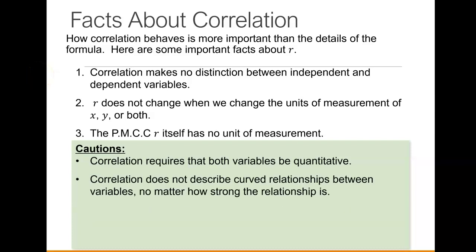The R value is not going to describe curved relationships between variables, no matter how strong that might be. So if you have something that looks like a perfect parabola and you calculate the R value for it, it's going to say that the correlation is pretty weak, even though you can look at it and say, that's a great fit for just a different shape. So this R-value calculation only works for linear relationships.